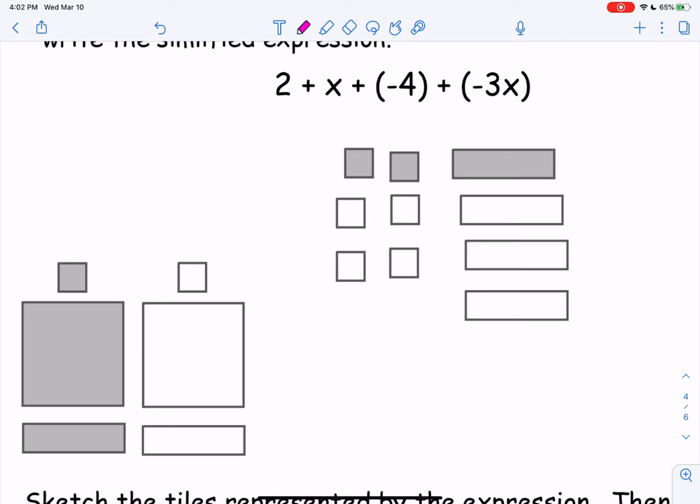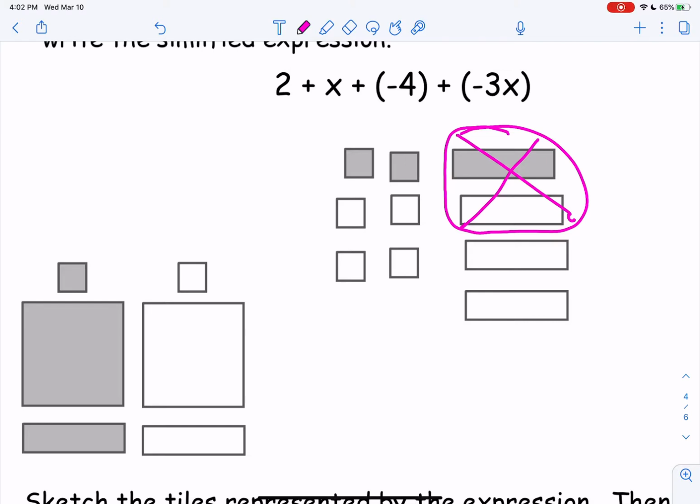Now that I have my tiles, I'm going to go ahead and see, can I make any zero pairs? So I don't have any x squares. That's okay. I'm going to move on to my x's. And it looks like I have 1 positive, so I can group that with a negative. And there's 1 zero pair. I don't have any more positives, so there's no more zero pairs I can make.